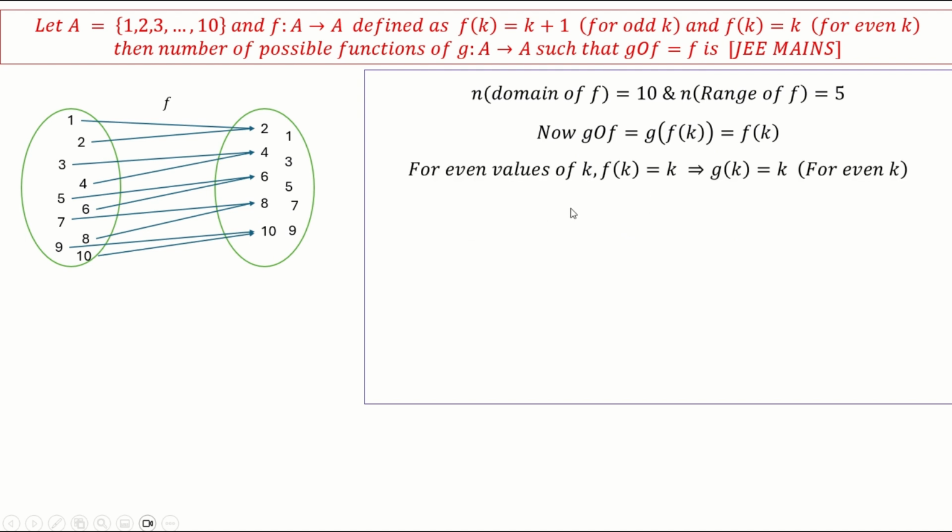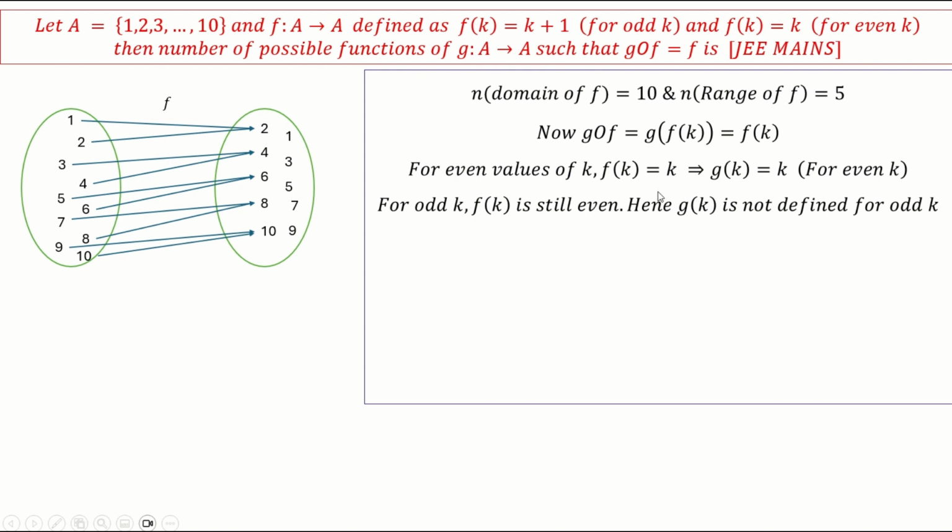Now, for even numbers k, f of k is equal to k, which means g of k equal to k. Correct? For even numbers k, f of k is equal to k, so it will become g of k equal to k for even k. For odd values of k, f of k is still an even number. If it is even, it is again even, you will get the same number. Correct?